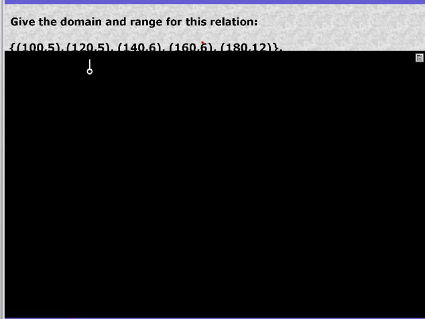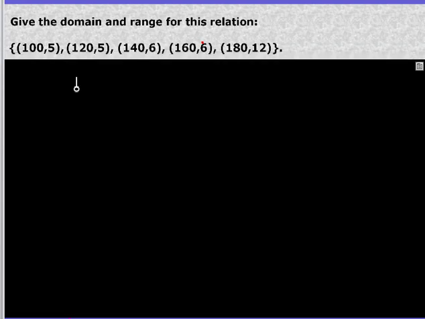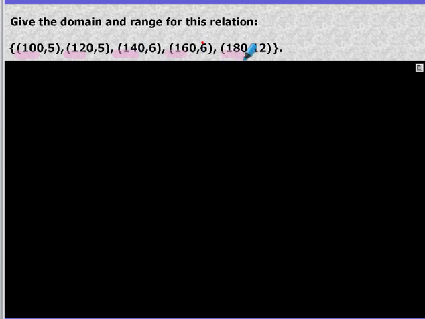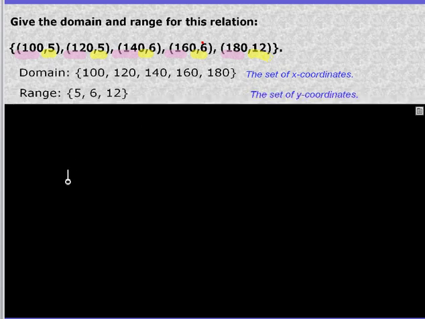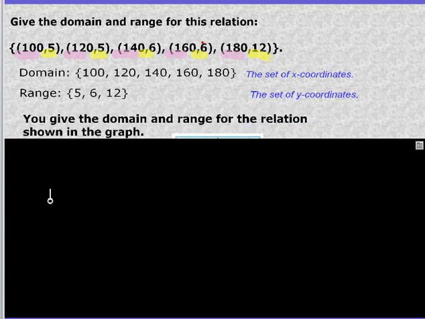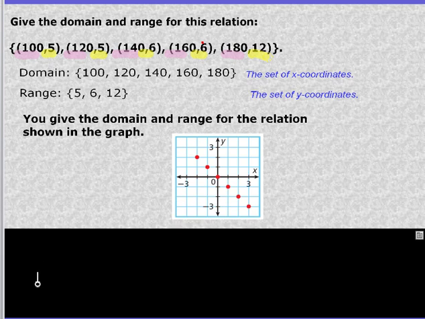All right, so give the domain and range for each relation. The domain is just going to be each input value, which is the first item in the ordered pair. And then your range is going to be the second item in your ordered pair. Since it's a finite set, you can give your domain and range in roster notation. Just list each item separately. Okay, this would be one for you to try. Give the domain and range for that relation.